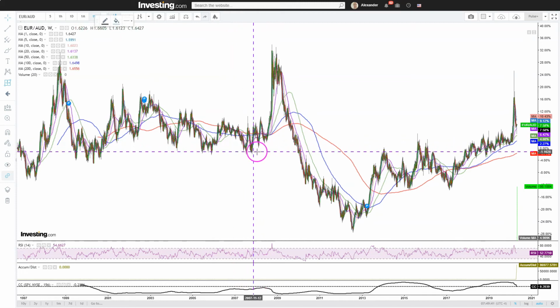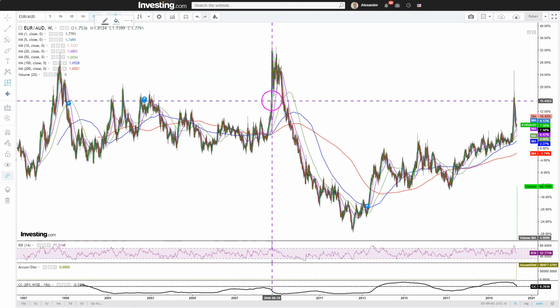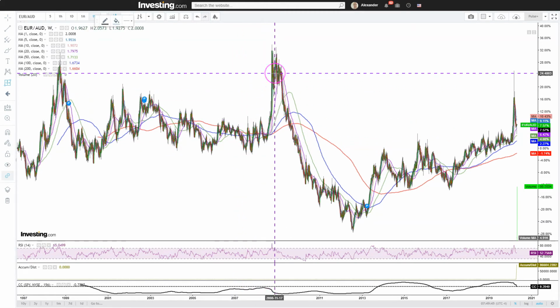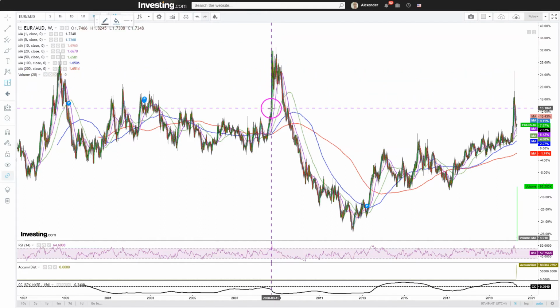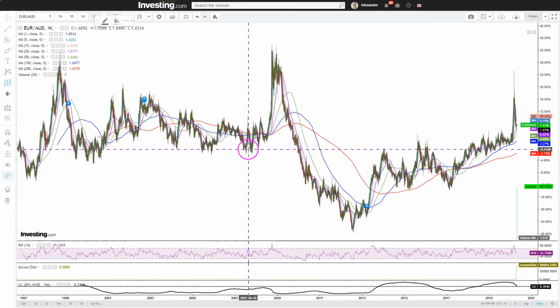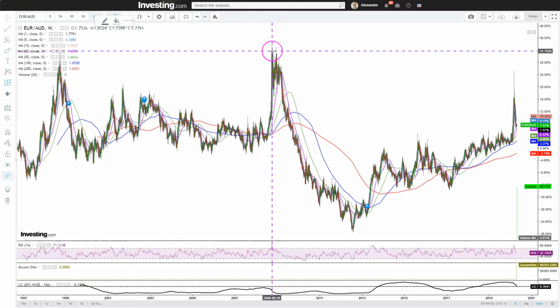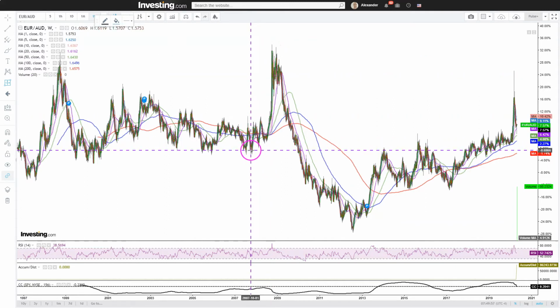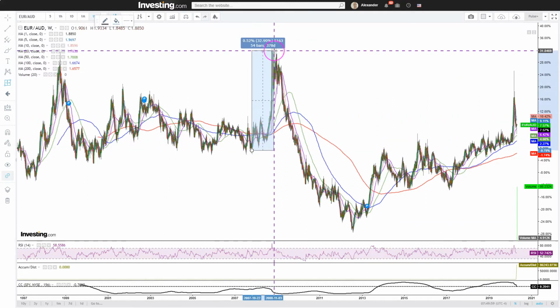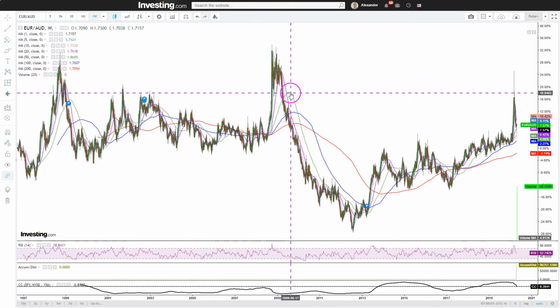Here you have the 2007 to March 2009 housing bubble. You can see that the euro actually strengthened very aggressively into September 2008. From this low to this high, that's a whopping 33%.